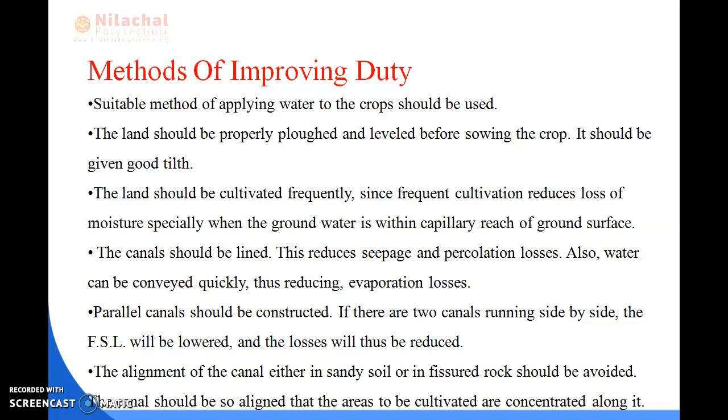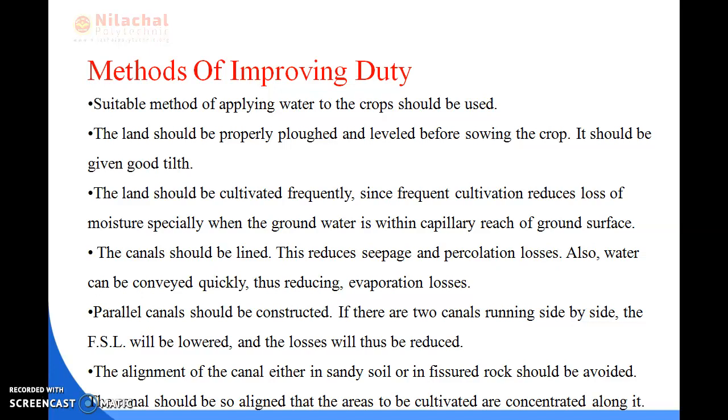Next, the land should be cultivated frequently, since frequent cultivation reduces the loss of moisture, especially when the groundwater is within the capillary reach of the ground surface. The canals should be lined. This reduces the seepage and percolation losses. Also, water can be conveyed quickly, thus reducing the evaporation losses. Parallel canals should be constructed if there are two canals running side by side. FSL, that is full supply level, we will be reading in chapter 3, the full forms of FSL, HFL, all of this.